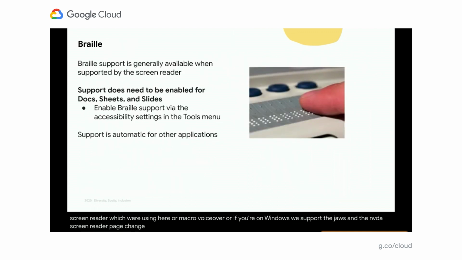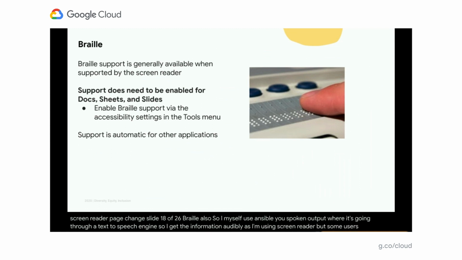Page change, slide 18 of 26, Braille. Also related to screen readers is Braille output. So I myself use spoken output where it's going through a text-to-speech engine, so I get the information audibly as I'm using the screen reader. But some users will use a Braille display where the information is basically put onto a Braille cell, which is six dots, so they end up getting the information through their fingertips.